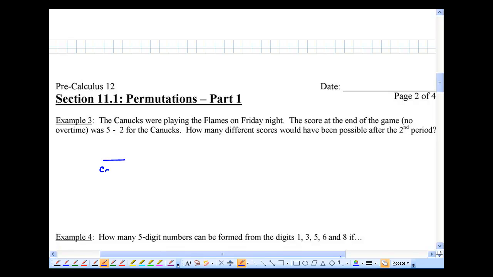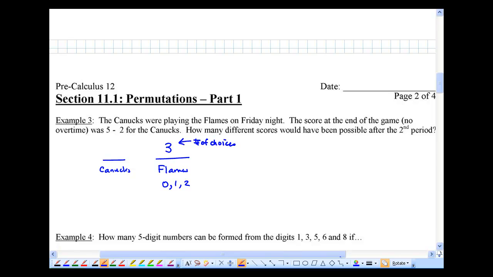We've got the Canucks score, right? And we've got the Flames score. Let's do the Flames first because it's easier, okay, smaller number. If they scored 2 goals in the game, at the end of the second period, how many goals could they have scored? I guess they could have scored none, right? Which means all the goals happened in the third period. I guess they could have scored 1, or they could have scored 2. Could they have scored 3? No, because the final score was 2 for the Flames. So how many choices are possible here? That's right, 3 choices. So I always put down the number of choices in the blank.